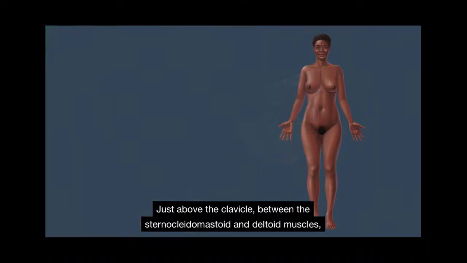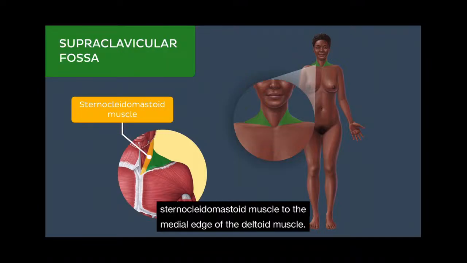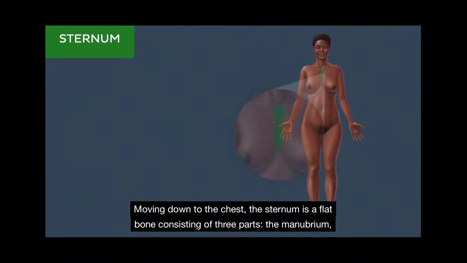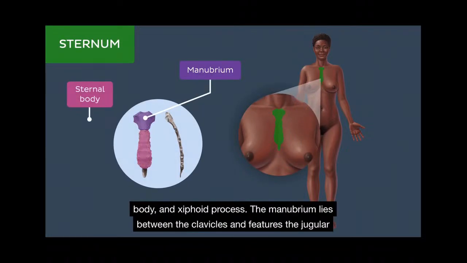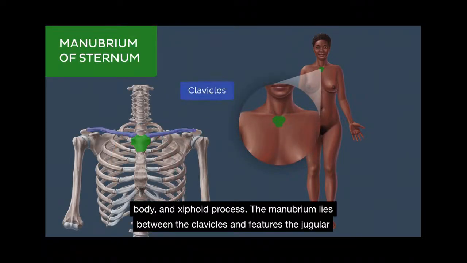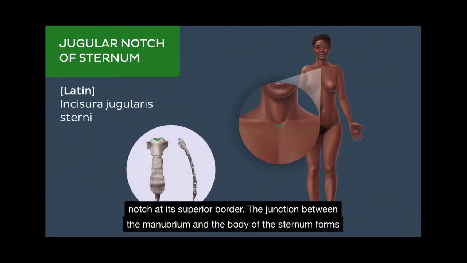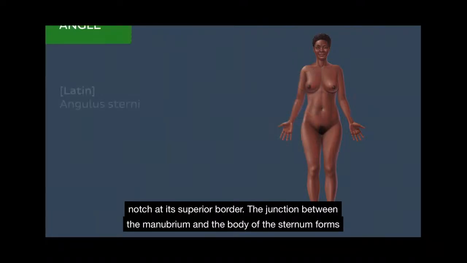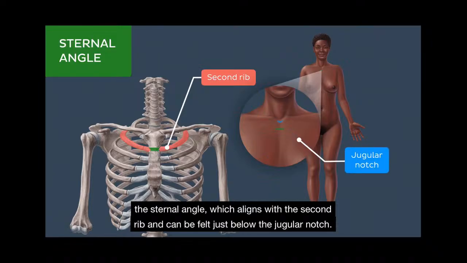Just above the clavicle, between the sternocleidomastoid and deltoid muscles, is the shallow supraclavicular fossa. It extends from the sternal end of the sternocleidomastoid muscle to the medial edge of the deltoid muscle. Moving to the chest, the sternum is a flat bone consisting of 3 parts: the manubrium, body, and xiphoid process. The manubrium lies between the clavicles and features the jugular notch at its superior border. The junction between the manubrium and the body of the sternum forms the sternal angle, which aligns with the second rib and can be felt just below the jugular notch.